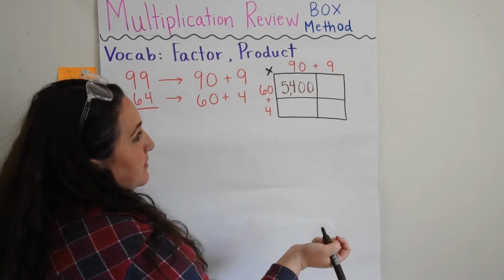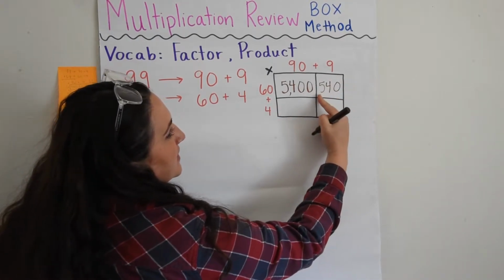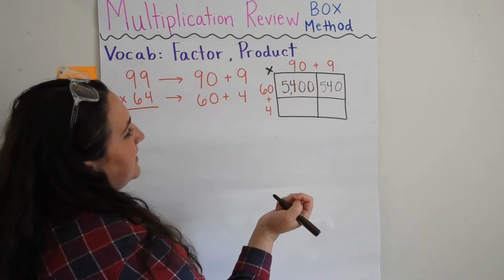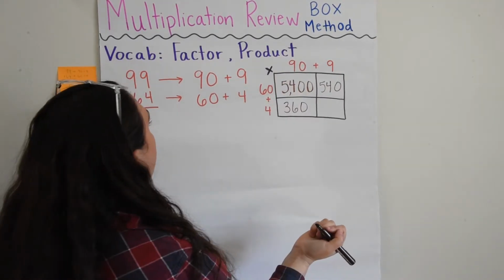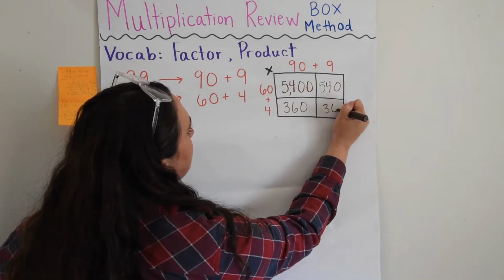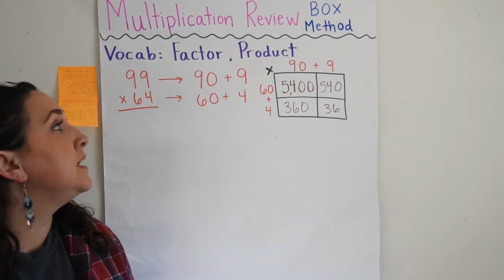Next, we go 60 times 9. Again, 6 times 9 is 54, but we're only multiplying with 1 ten, so it's going to be 540. 4 times 90, well, 4 times 9 we know is 36. All right, so 360. Then we have 4 times 9. That's just going to give us 36. So now this is where place value comes into play.